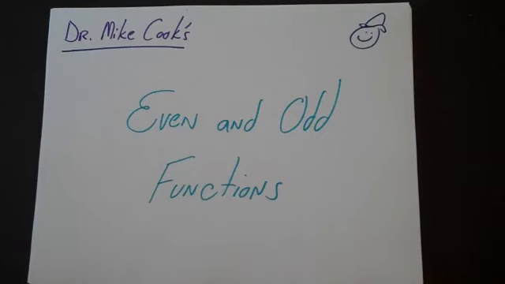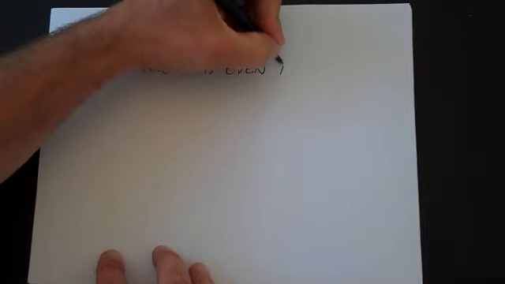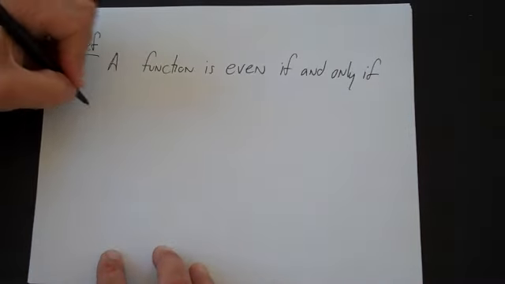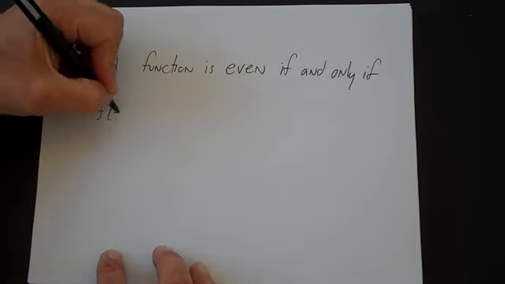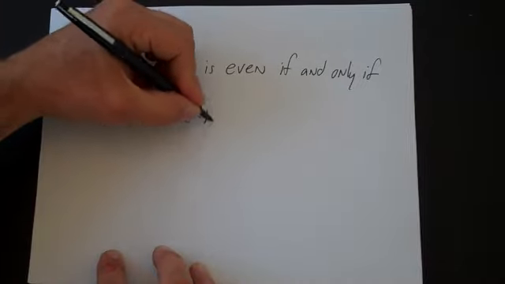Now let's look at even and odd functions. First, let's look at the definition of even and odd functions. Here's the definition of an even function. We say that a function is even if and only if f of minus x is equal to f of x. Period.